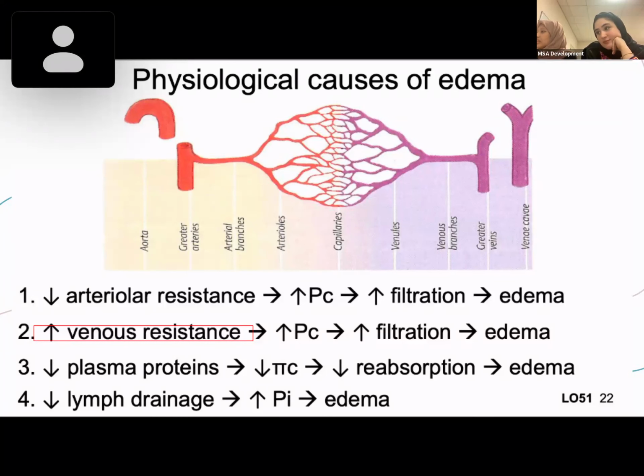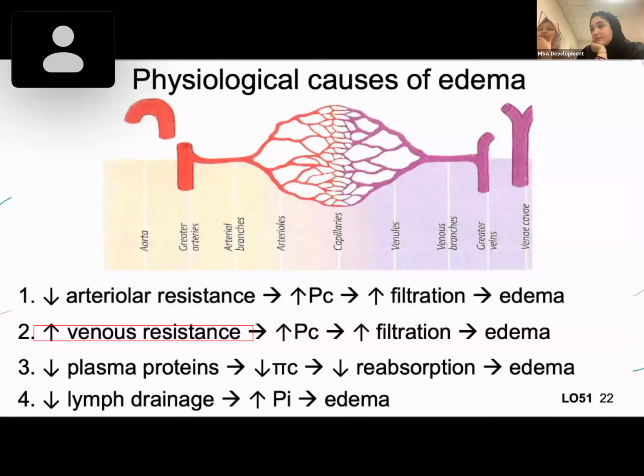What about muscle contraction of the veins? It depends, honestly. If you're thinking about capillaries, it would be the same result as this. But if you're saying muscle contraction of the big veins that cause the blood to go back to the heart, it won't cause edema. It will do the opposite, because you're pushing all the blood back to the heart. So it's different cases.